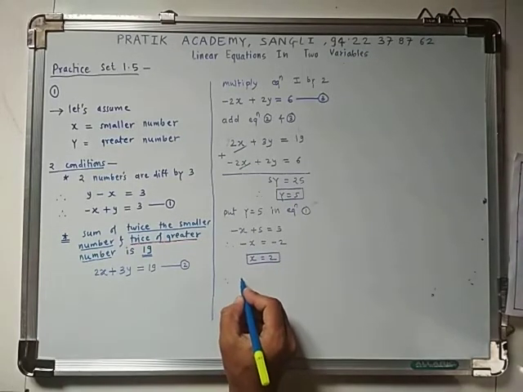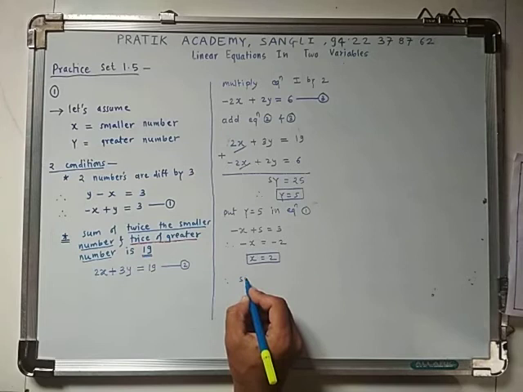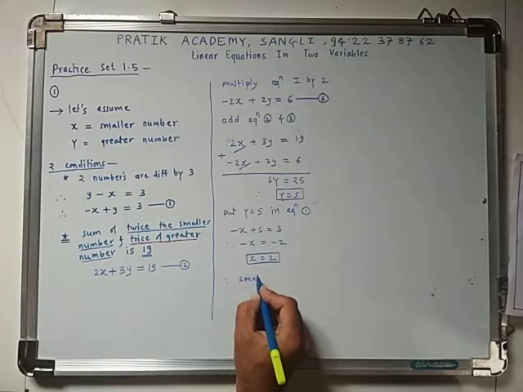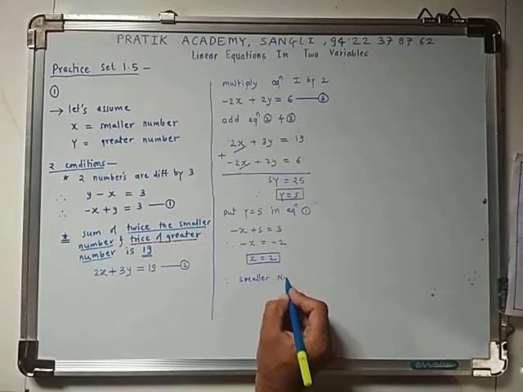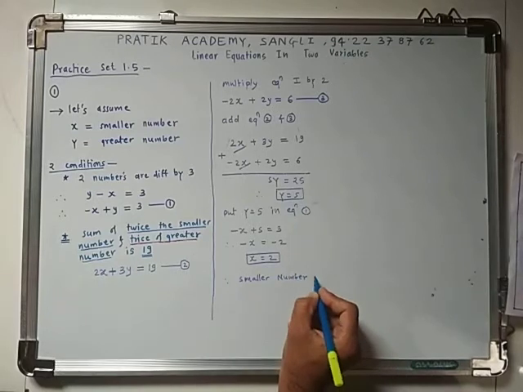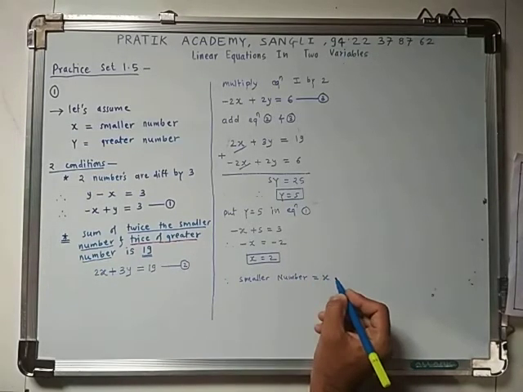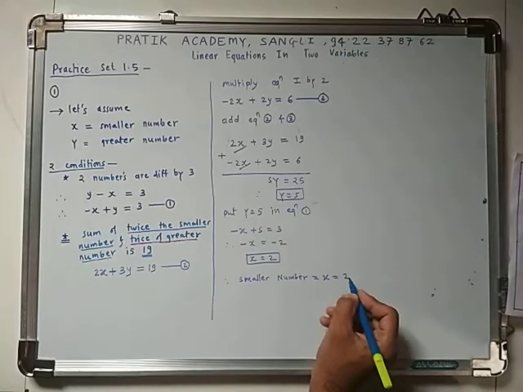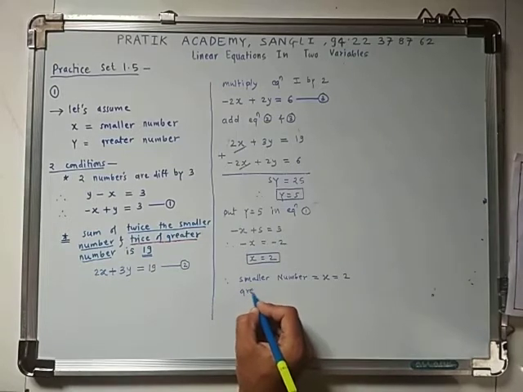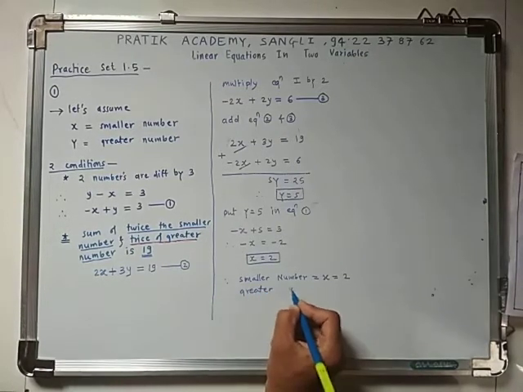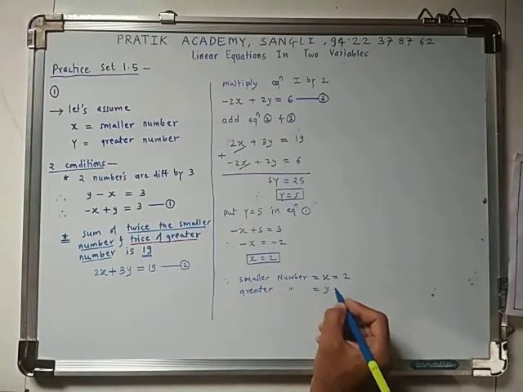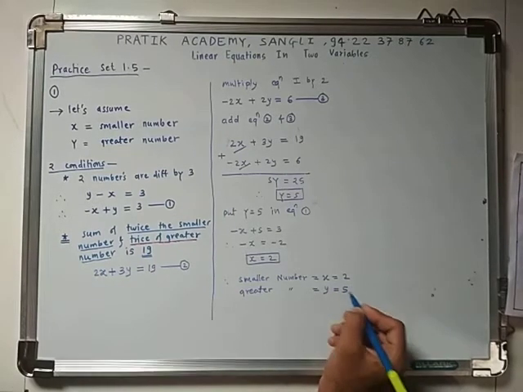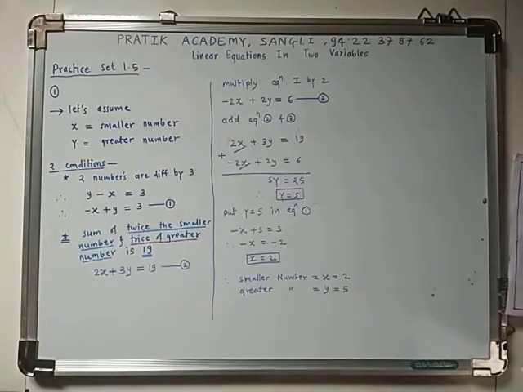Therefore our smaller number, denoted by variable x, is 2, and the greater number y is equal to 5. So in this way we have solved problem number 1 from practice set 1.5.